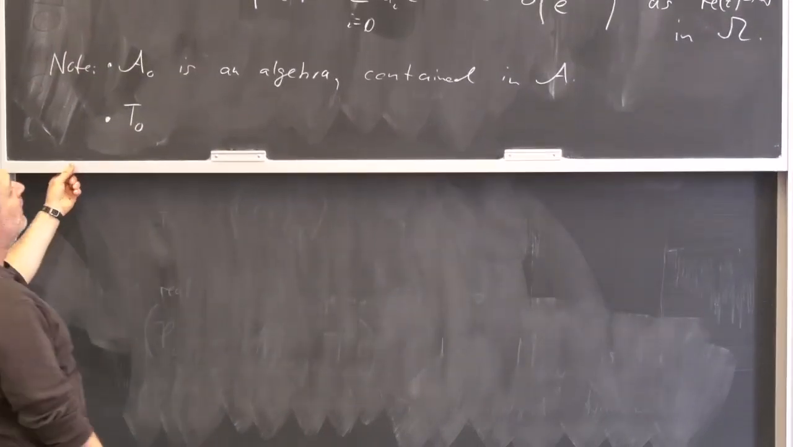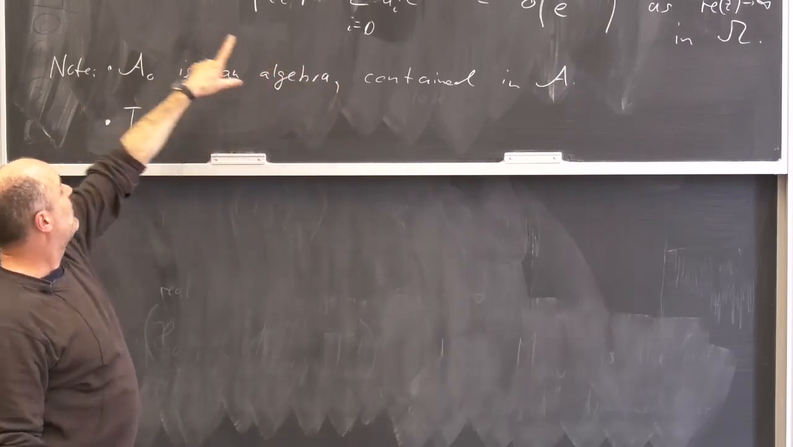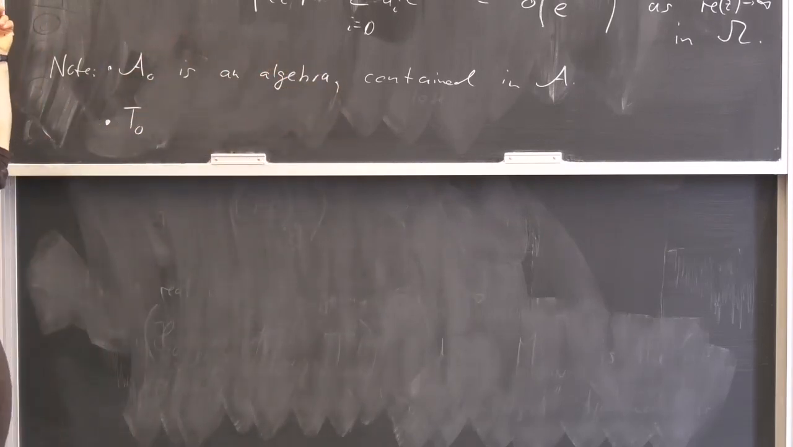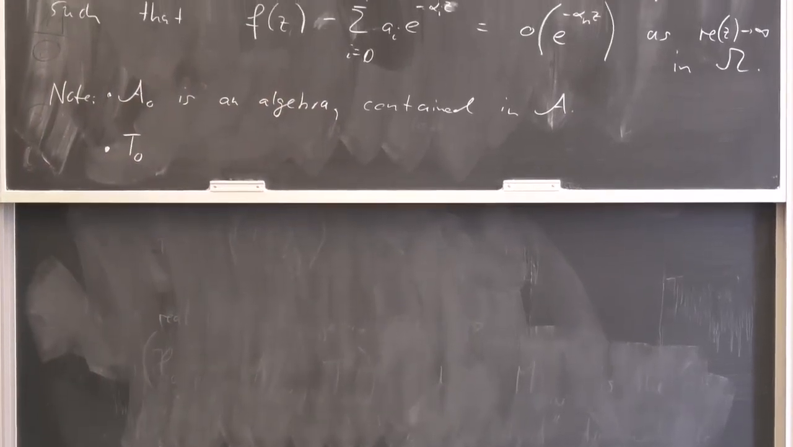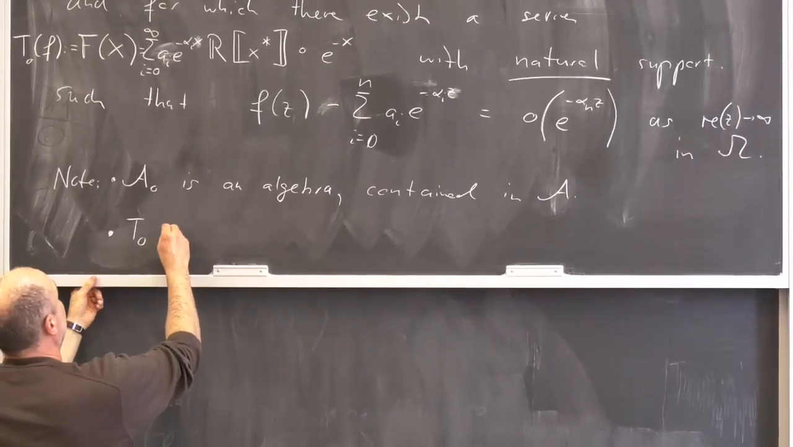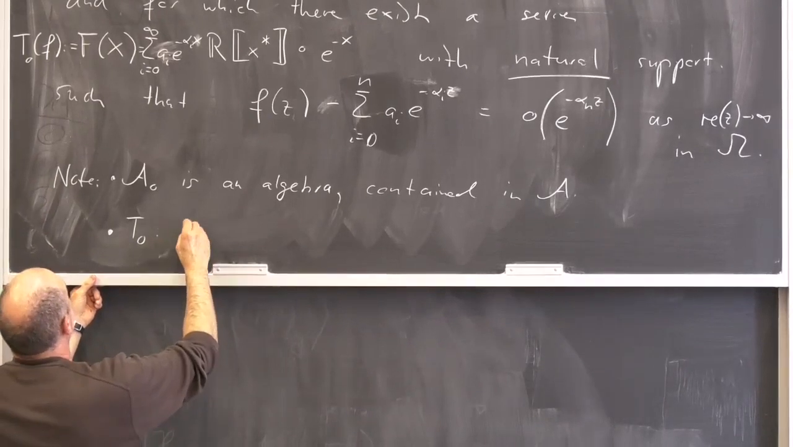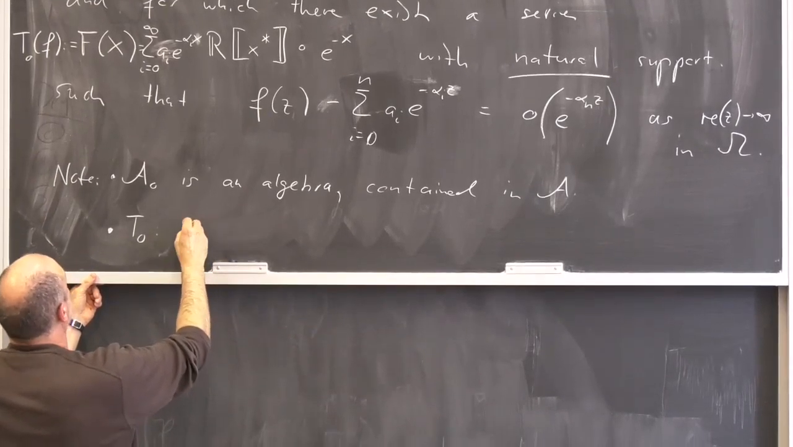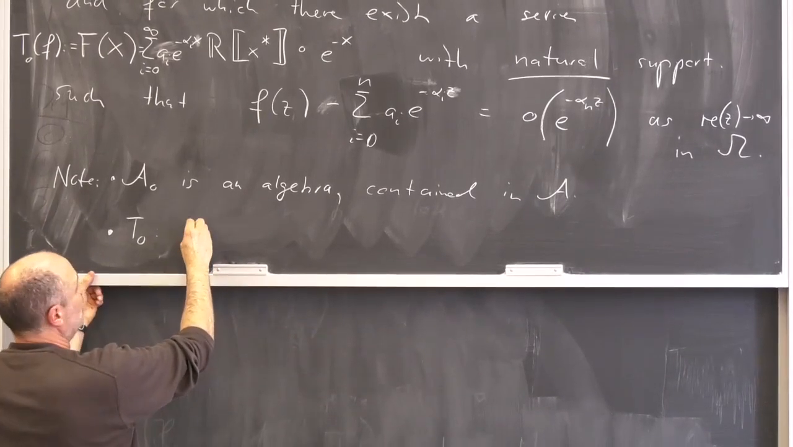Okay. So the fact that we have an asymptotic expansion means the series is uniquely determined. There are not two possibilities. That's the first thing. So T0 is actually a map. And this T0 is injective because of the uniqueness principle. Same as in the almost regular case.